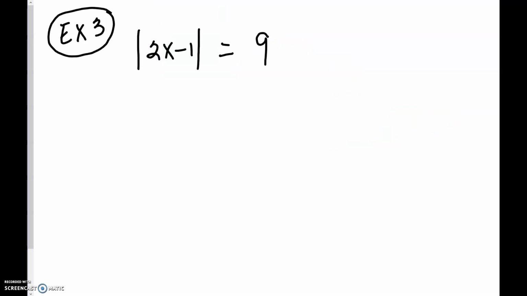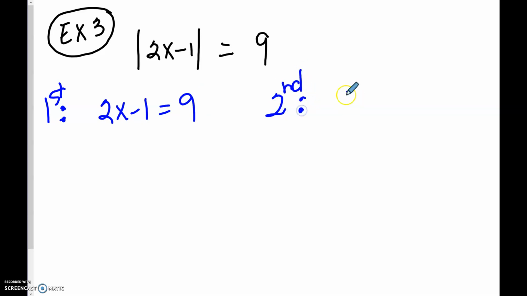All right, there it is. There's the problem I was looking for. They're just out of order here. Okay, so we have it equal to a positive 9. So I know I'm going to have 2 cases. The first one is exactly what you see, but just do not write the absolute value sign. And then the second case that you're going to write is the same thing, 2x minus 1, but instead of it equaling a positive 9, now we're going to write a negative 9.